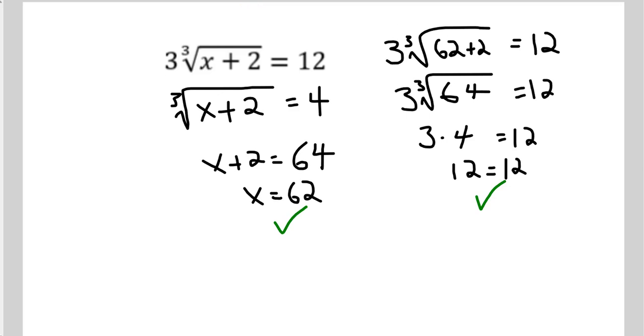Okay, hopefully you had a second to give this a go. If I plug my 62 back in, inside combined, 62 plus 2 is 64. Cubic root of 64 gives us 4. 3 times 4 gives us 12. So our solution is a solution. Alright.